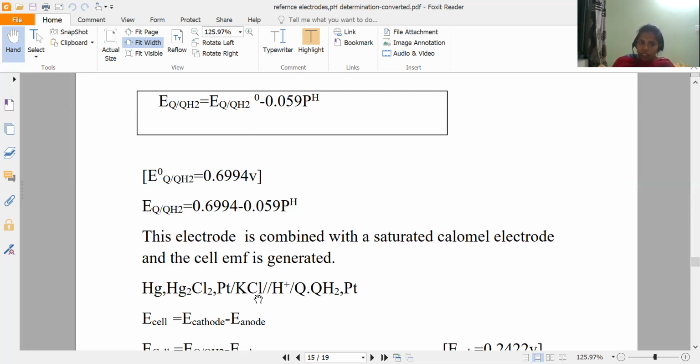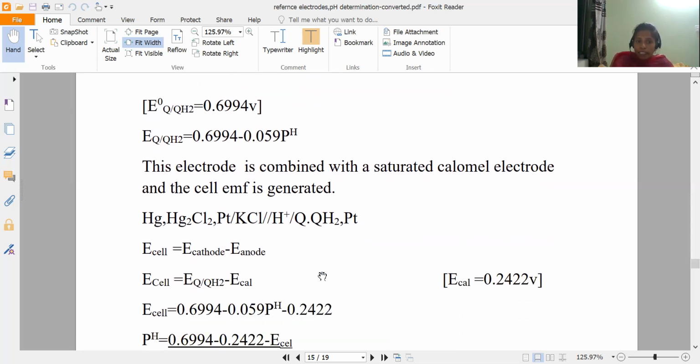In the cell notation, on the left side we have the anode, on the right side we have the cathode. In between we have the double vertical line. This double vertical line indicates the salt bridge. So the left side is the anode half cell, the right side the cathode half cell. Already I explained how to write the cell notation. The anode half cell starts with the anode, then the anode electrolyte. The cathode starts with the electrolyte, then ends with the electrode. This is the cell notation.